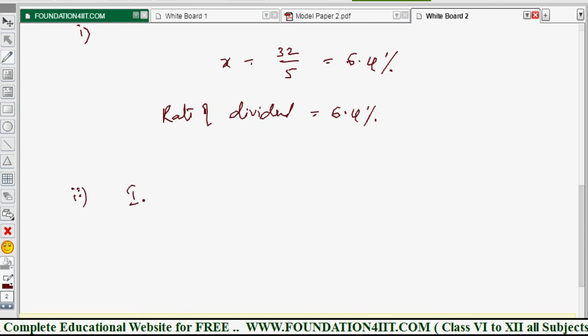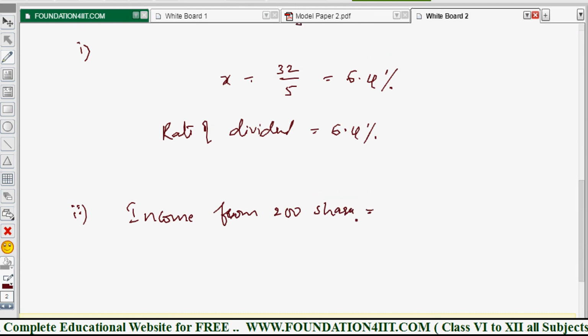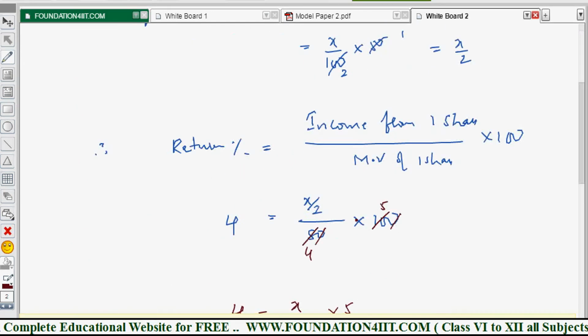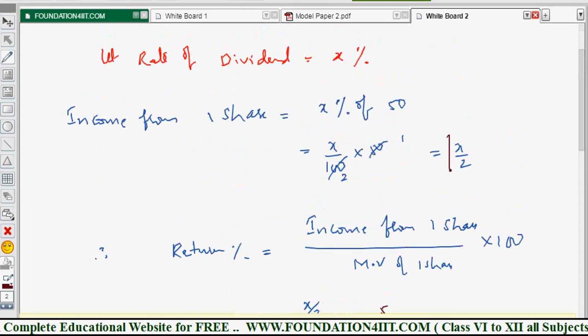Then if you want income from one share, we have income from 200 shares. So income from one share is actually x by 2. So x by 2 is income from one share.